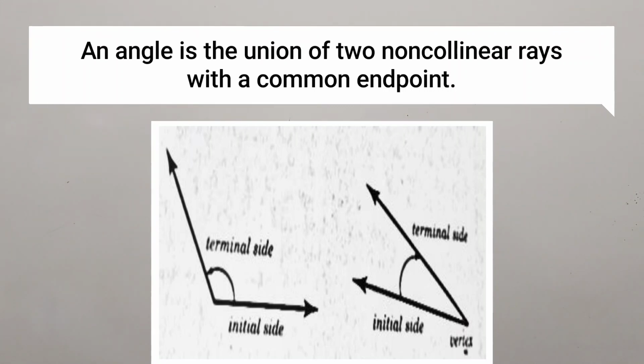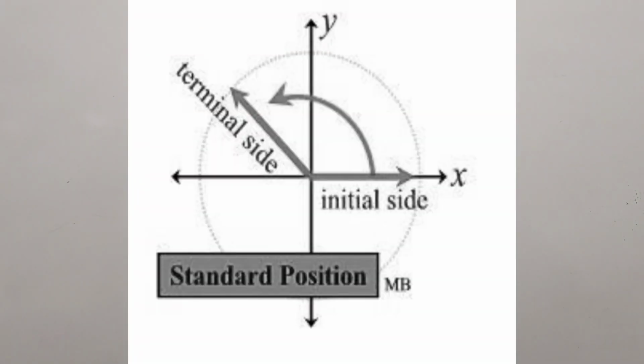When can we say that an angle is in standard position? An angle is said to be in standard position if its vertex is located at the origin and one ray, which is the initial ray, is on the positive x-axis. Remember, in our Cartesian coordinate system, we have two axes, the x-axis and the y-axis. An angle is in standard position only if the vertex is located at the origin.